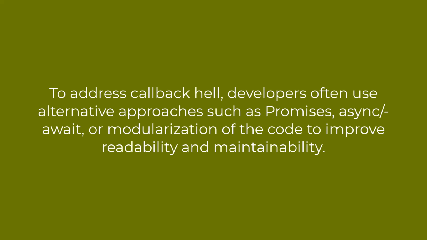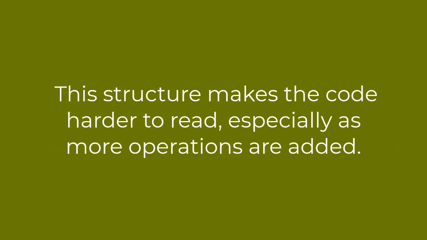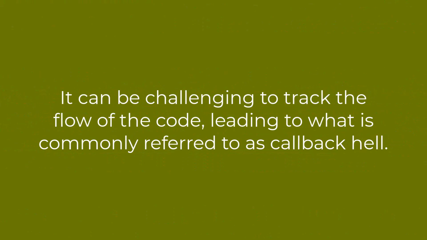So at this point of time, just focus on the fact that nested callbacks occur because each asynchronous operation depends on the result of the previous one, right? This structure makes the code harder to read, especially as more operations are added to those callbacks. It can be challenging to track the flow of the code, leading to what is commonly referred to as callback hell or pyramid of doom.